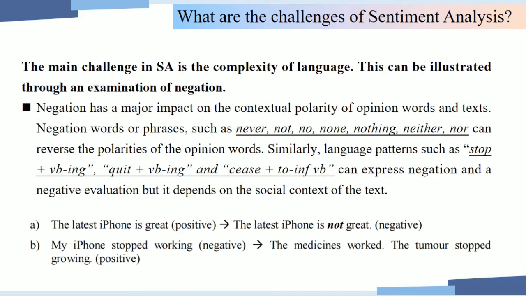Negation can change the polarity of the sentence. This is easy to understand. Look at the first example: The latest iPhone is great. Great here is a positive word, so the whole sentence is positive. But then we add not: The latest iPhone is not great. The polarity of the opinion word is still great, but we add not here, so the sentiment of this sentence is negative.